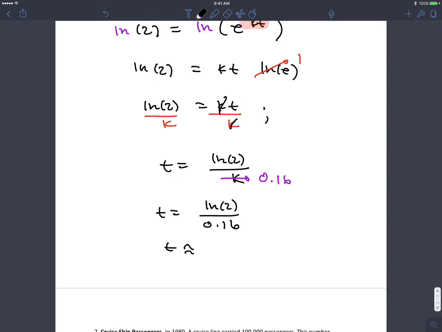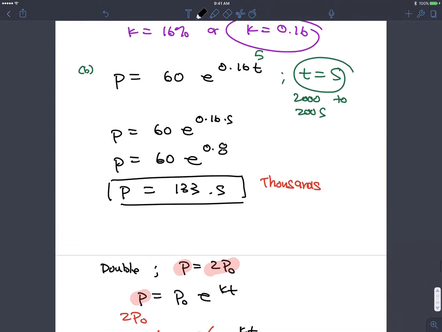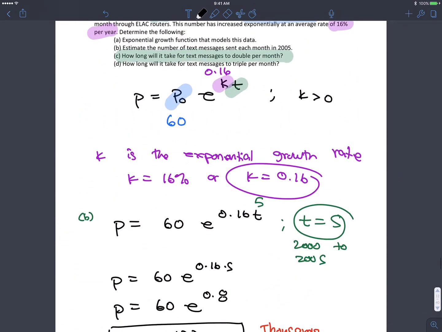The time is approximately 4.3 years. So it'll take about 4.3 years, and that's how long it'll take to double. How long would it take to triple?